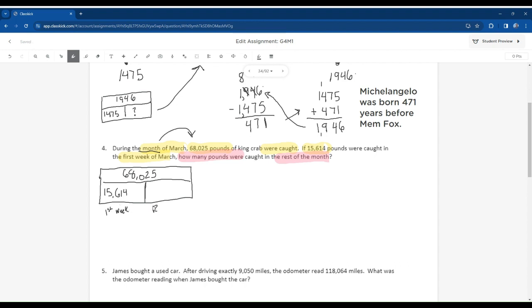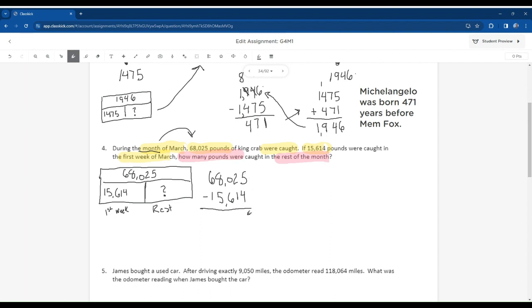And this is the rest of the month. And of course, this is what we don't know. But since we have our total amount and we have a part, we can use subtraction to find the other part. So we'll take our 68,025 pounds that was caught in the entire month, and we're going to subtract off the amount that was caught in just the first week, and that will leave us with how much was caught the rest of the time.